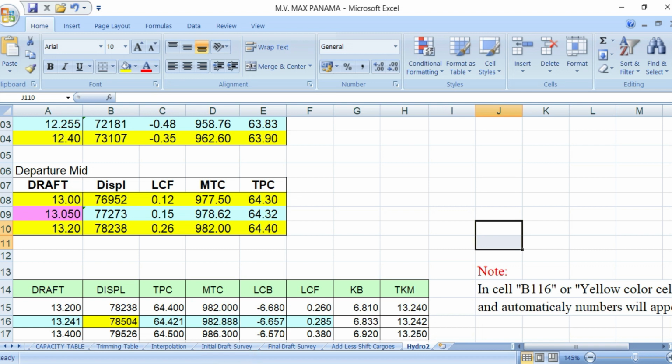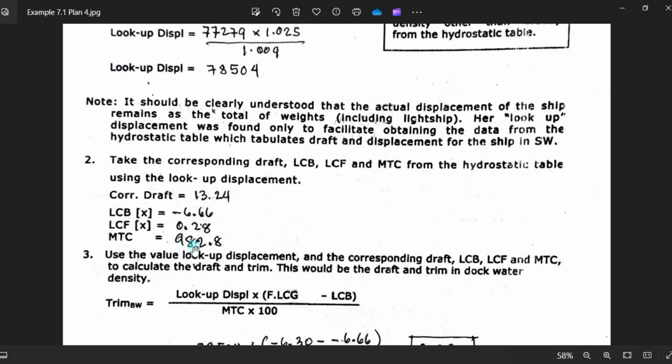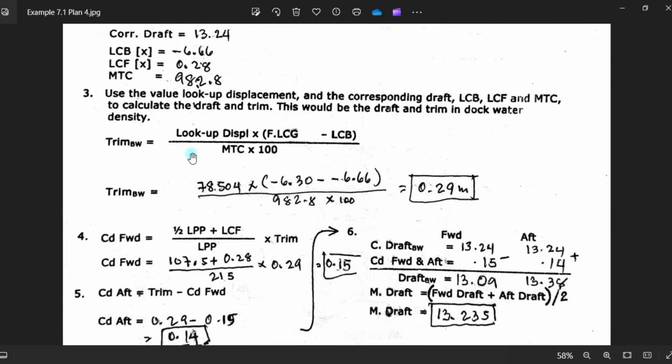It is confirmed that this MTC is 982.8, LCF is 0.28, and LCB is negative 6.66. Okay, so using the lookup displacement, the corresponding drop, LCB, LCF, MTC to calculate drop and trim. This would be the drop and trim in the water density. So how to get the trim is lookup displacement times final LCG minus LCB over MTC times 100. Okay, so that will be trim.